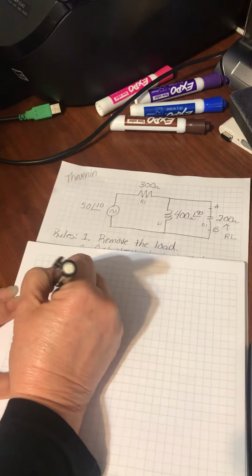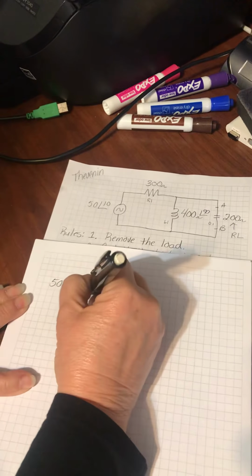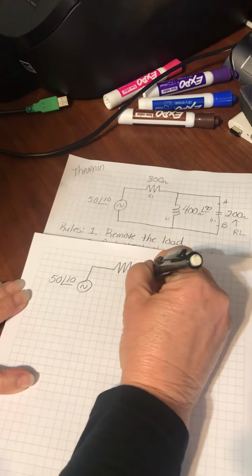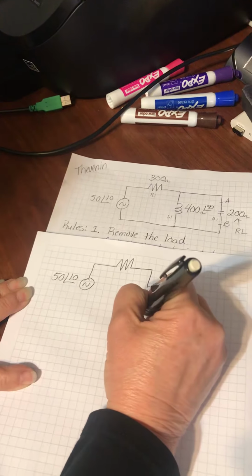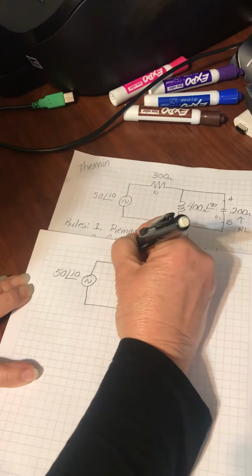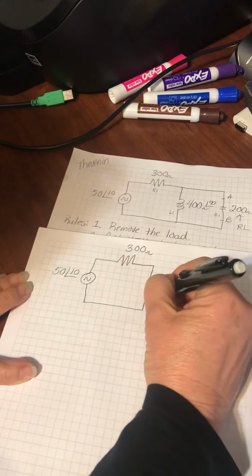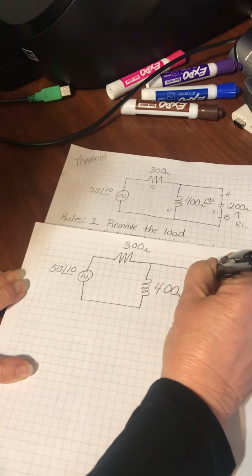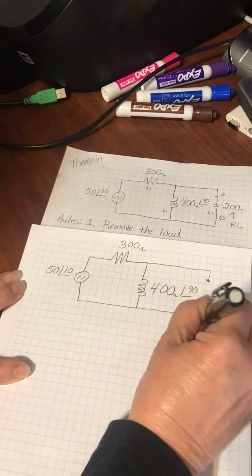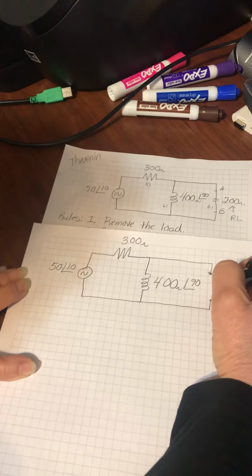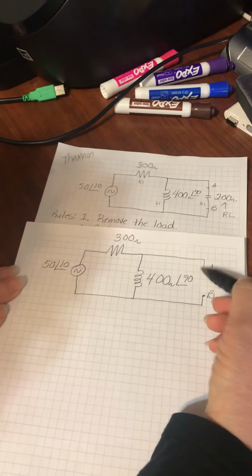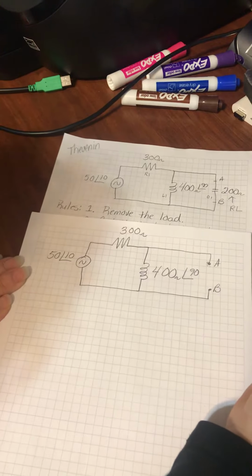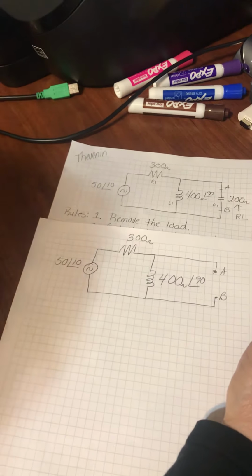So I have 50 volts at an angle of 10. I put back that 300 ohm. I put back the 400 inductor. So I have 300, 400 at an angle of 90. And then here's my A to B. So when I'm getting VTH, we actually have to get voltage A to B. Now we can go voltage A to B this way or this way. It doesn't really matter as long as you start at A and you end at B.